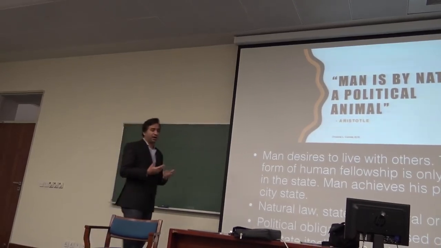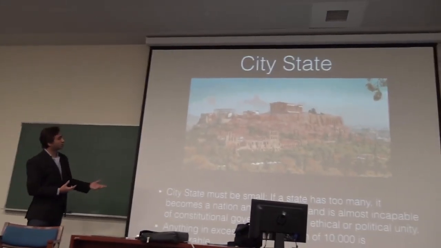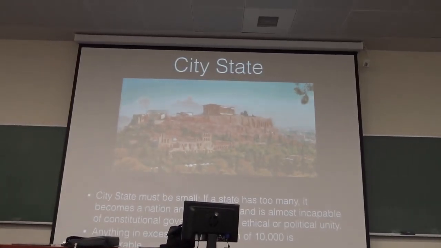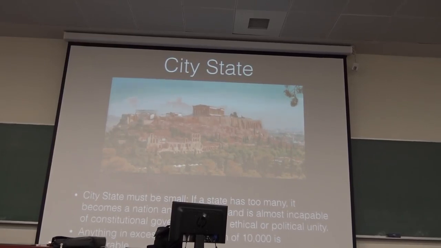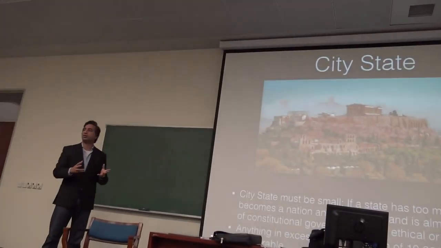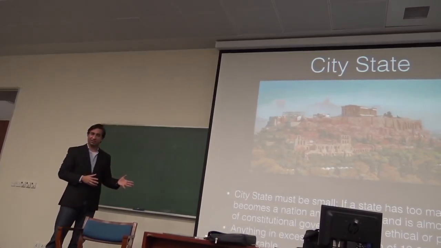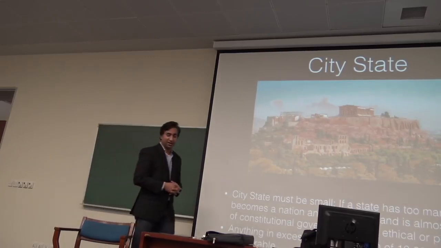The state, as I already said, is a natural organism. And this leads us to what in Aristotle's time was called the city-state. Aristotle thought the city-state should be small. If a state is very large, it becomes incapable of constitutional government and democracy and ethical and political unity. And by small, he meant 10,000 people should not be there. Okay? So it was very small, like it was the size of LUMS, really, was the size of the city-state.